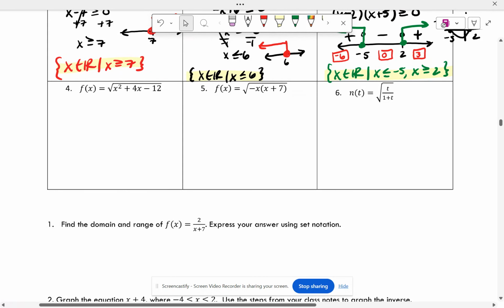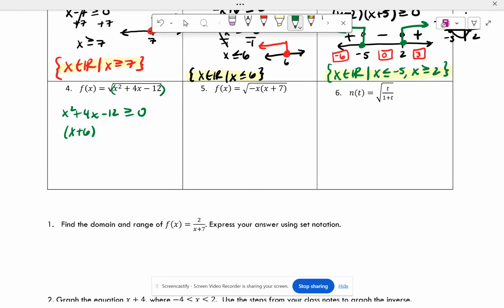And then now we have the same idea. We're going to take that piece under the radical, set up an inequality so that it's greater than or equal to 0. This guy looks like he needs to be factored. This would be plus 6 minus 2. Those become my values on the number line. Oops, negative 6 comes first.